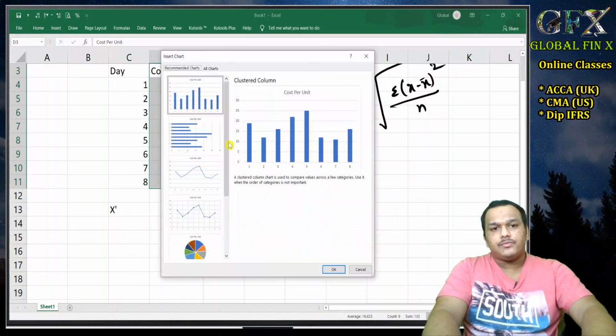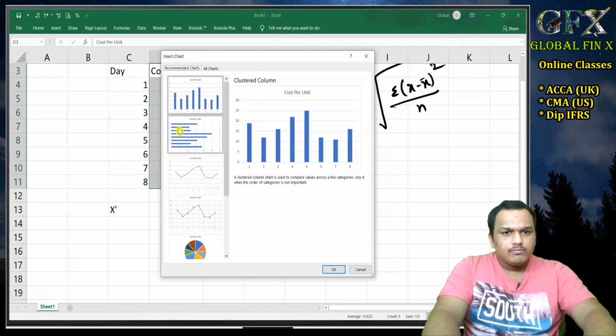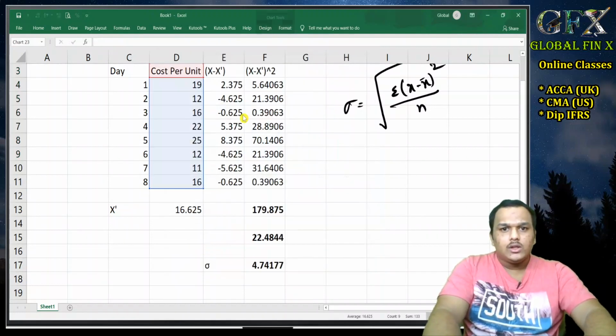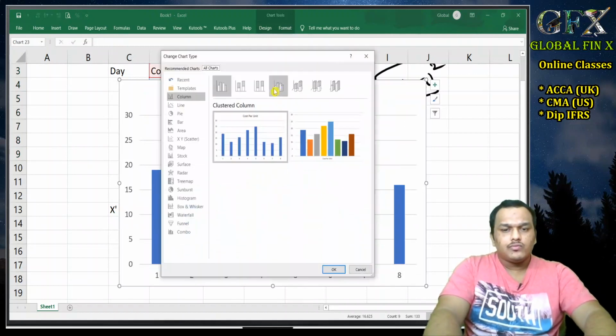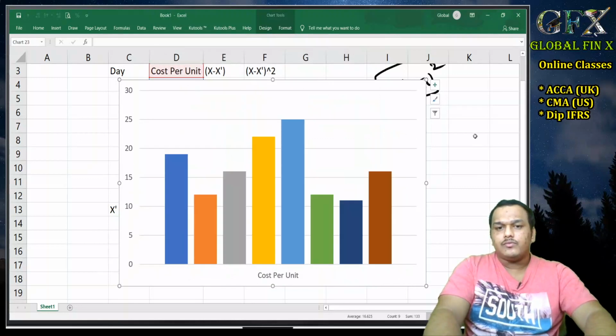This photo. Yeah. Okay, we'll just go with a clustered column. Yeah, we'll go with this. Okay, nice.